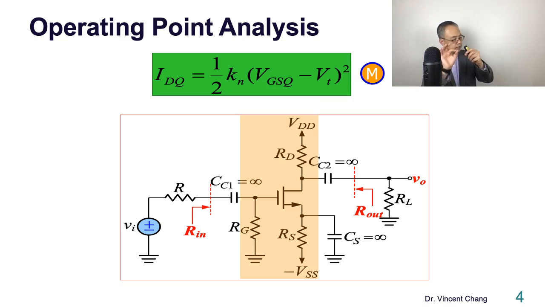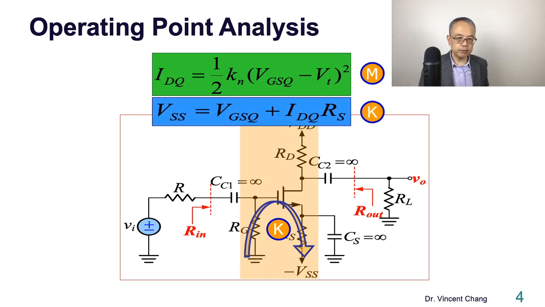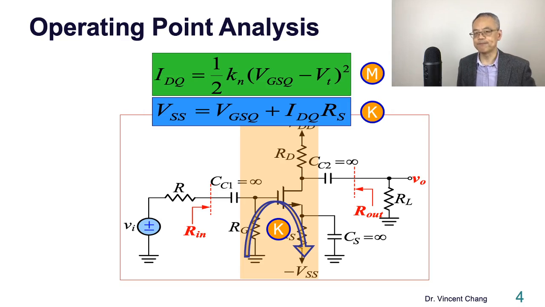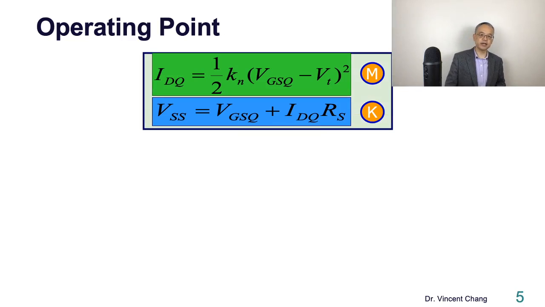And also you need to ask the circuit, the network, what's your opinion? Kirchhoff's voltage law. The characteristic is this: the terminal voltage equals the sum of two drops. The terminal voltage is VSS. The first drop is VGS. The second drop is across the resistance RS. You solve these two equations simultaneously and that gives you the operating point.